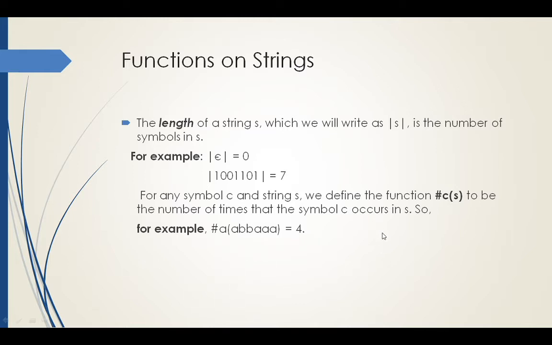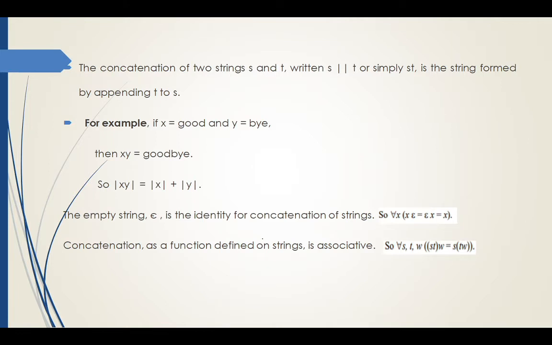You can take any example. Suppose I write #b of the string abba. Take the same string. So what am I checking here? The occurrence of b in the given string. How many times did b occur in the string? 2 times. So it returned me 2.